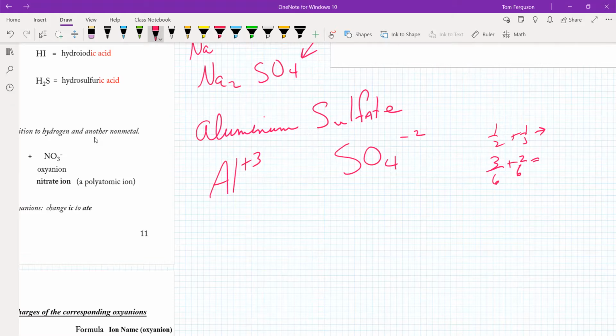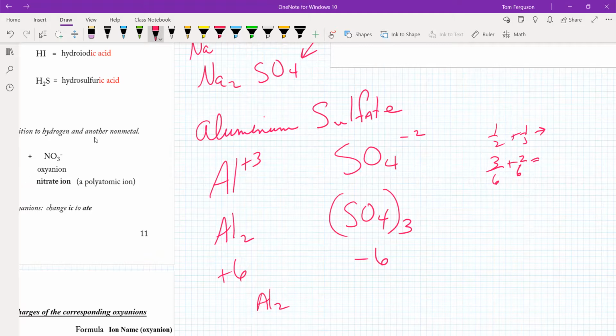So you ask yourself, how many 3s are in 6? That's 2. That makes that +6. How many 2s are in 6? That's 3. Makes that -6. And notice I put the SO4 in parentheses because it's the whole SO4 that's got a charge of -2. So we have to include the whole thing in parentheses and multiply the whole thing by 3 to get it up to -6. So now we have aluminum sulfate. Correct formula. Okay. Name, formula, formula, name.